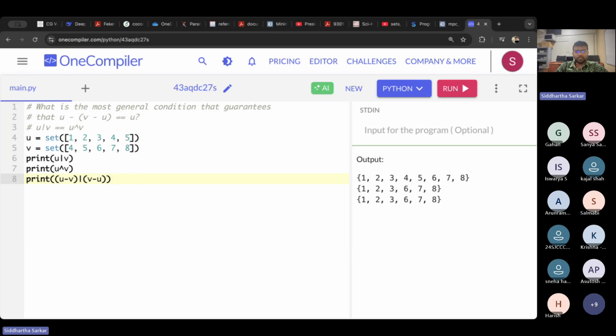So I call it symmetric difference. Difference means U minus V only. Symmetric difference means (U minus V) union (V minus U). Does that make sense? Yeah, so it's one type of union.